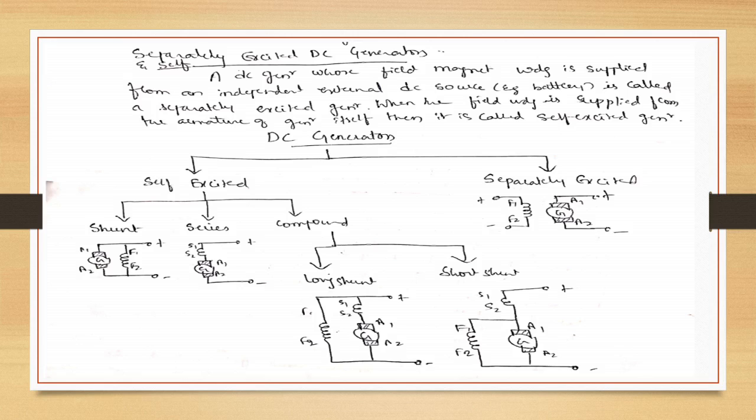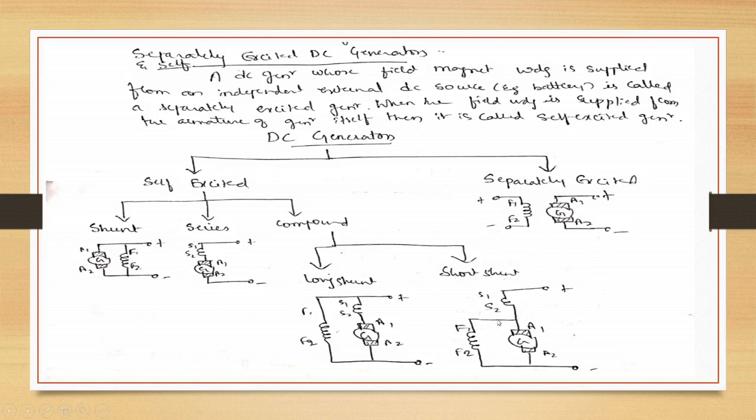So what is the meaning of separately and self-excited? Separately excited is the one whose field magnet winding is supplied from an independent external DC source like a battery, whereas a self-excited generator is the one whose field winding is supplied from the armature of the generator itself. Okay, now let us see the classification. Separately excited will be like this diagram.